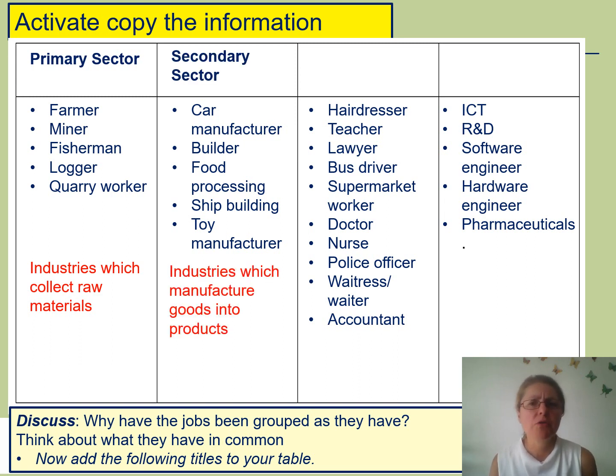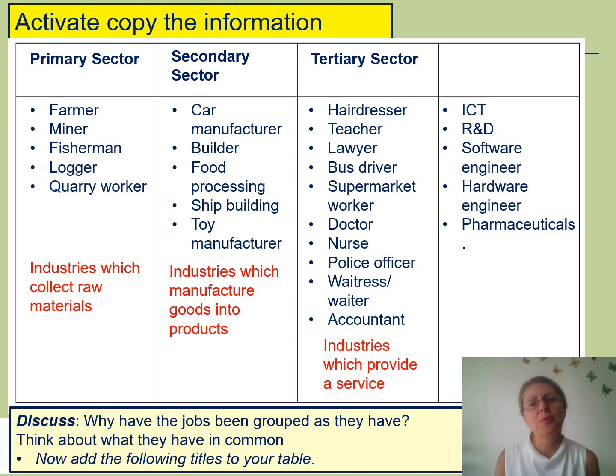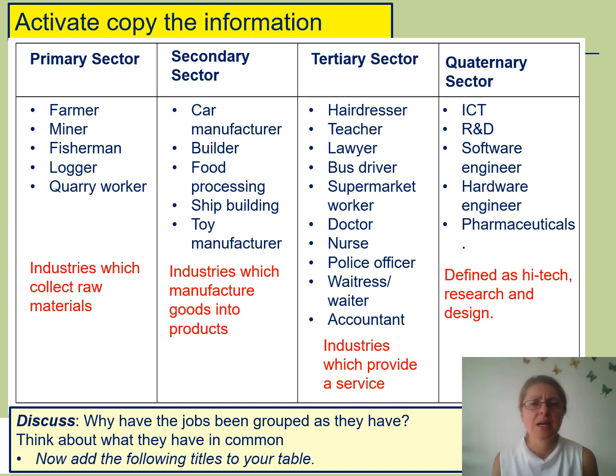The next column across are jobs which are doing a similar thing, even though they need different pay and qualifications, and these jobs are part of the tertiary sector. They take secondary goods and provide a service, maybe selling the secondary goods in shops or online. Finally, we have the fourth column of jobs, which are quaternary. High-tech and research and development. This is a growing sector in many developed and emerging economies. Press pause now to complete your table.